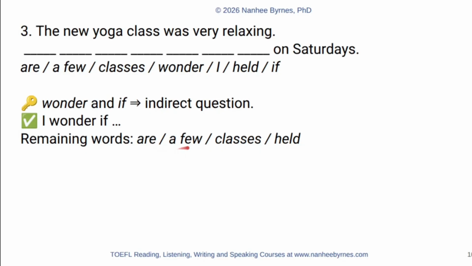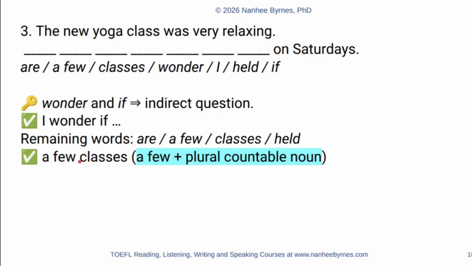"A few" acts as a determiner, specifically called an indefinite quantifier. "A few" can only modify a countable plural noun, so we have "a few classes." Determiners like articles, possessives, and quantifiers have a specific word order. Make sure you know how to place them correctly by watching Dr. Burns' free lecture on determiner order. It's a strong candidate topic for word order questions.